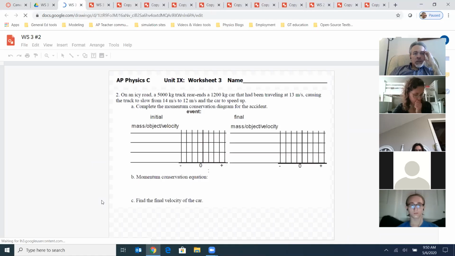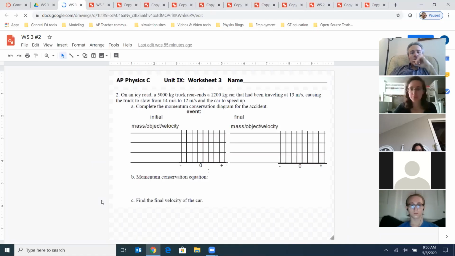Let's see. This one, we have a truck that's rear-ending another car, and it causes the truck to slow down. So here we have a truck that's moving too fast, and we have a car moving in front of it, and it rear-ends this car. And what happens is the truck slows from 14 to 12, and we have to figure out the speed of the new car. That's a different one. How about we do number two?